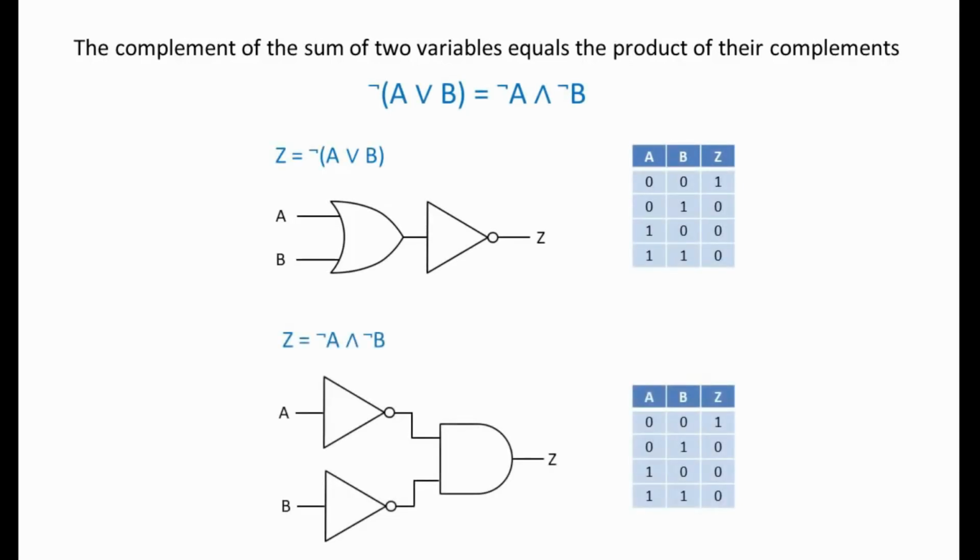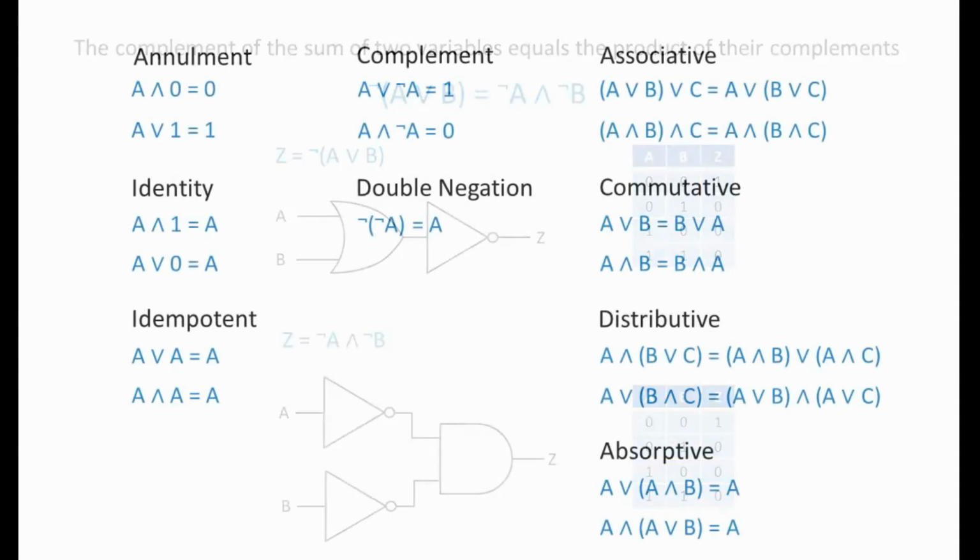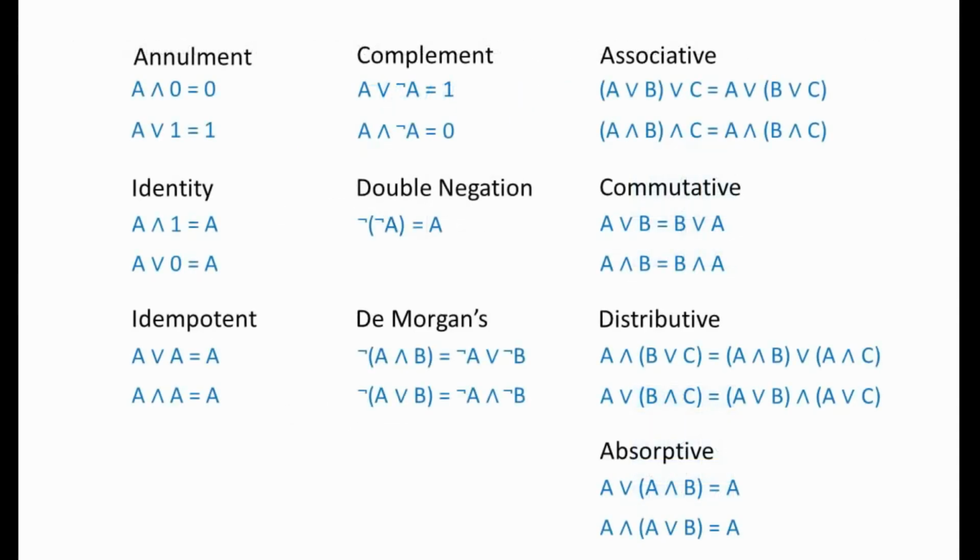De Morgan also showed that the complement of the sum of two variables is equal to the product of their complements. In other words, this equation. Examination of the circuits and their truth tables reveals that this equation is also correct. So now we have a full set of laws. In the video that follows on from this one, I'll show you how to start using them. Make sure you've got them handy.